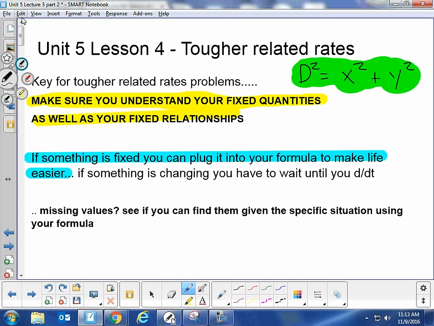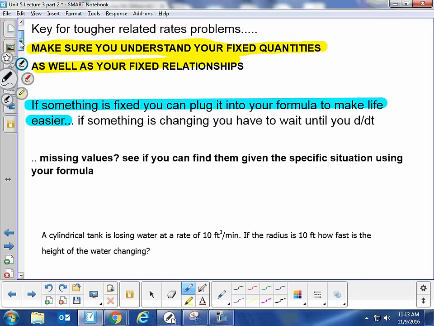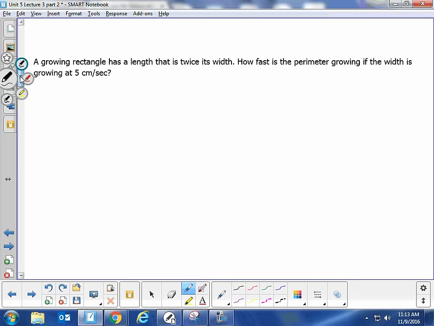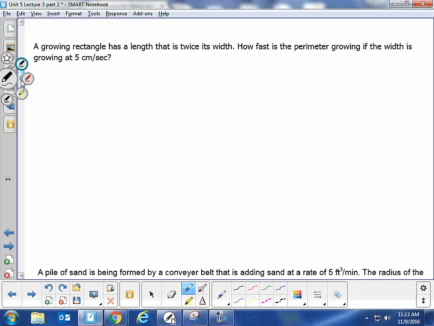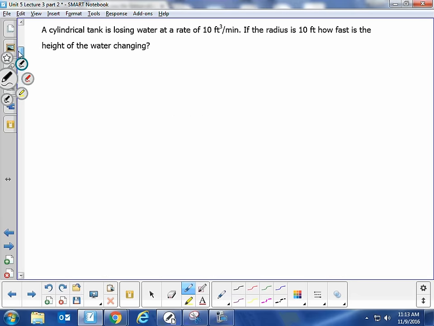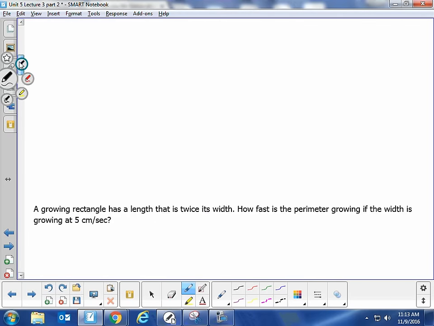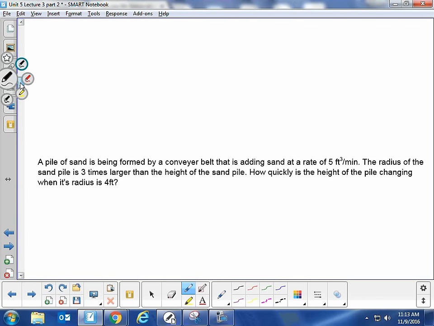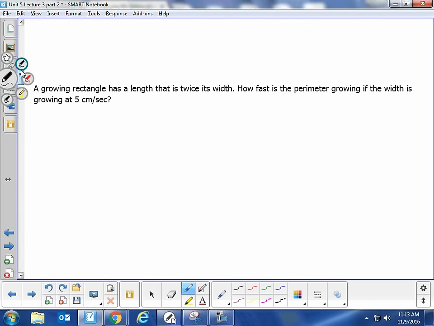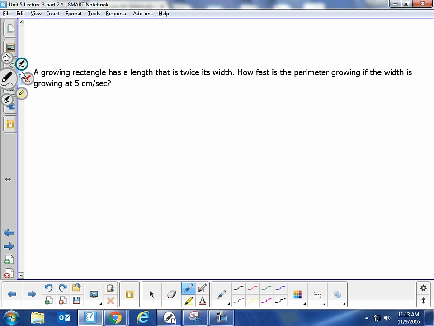So we'll start with the second one. We did something like the first one, the cylindrical tank, when we practiced today. It was on your quiz. We did something like the pile of sand, practicing as well, and on your homework. So let's just make sure we can do the second one.